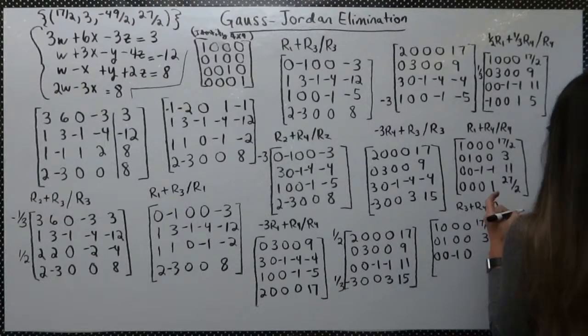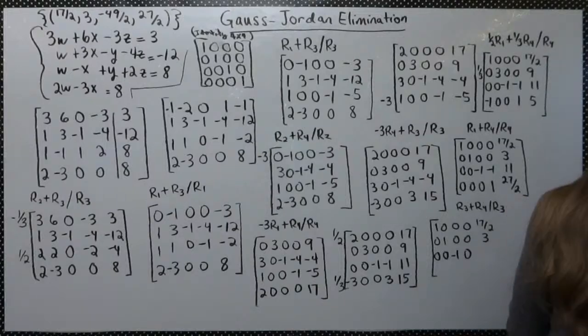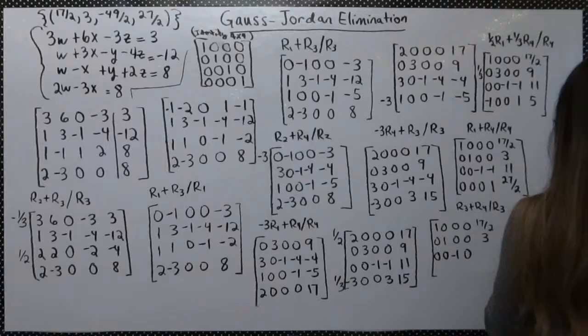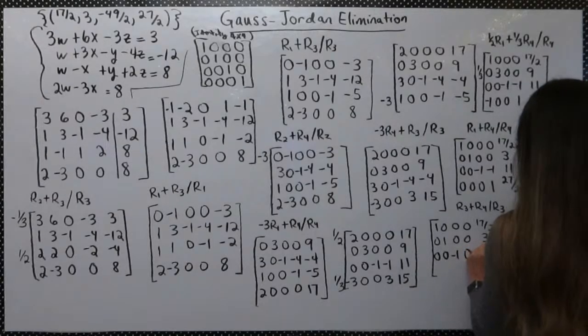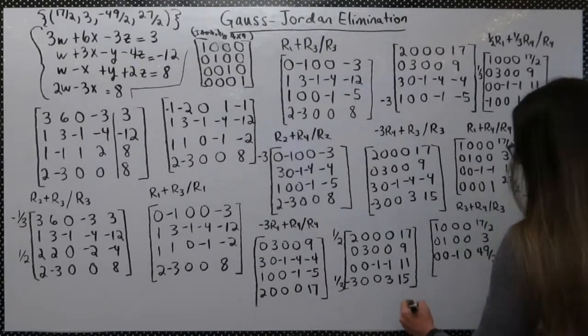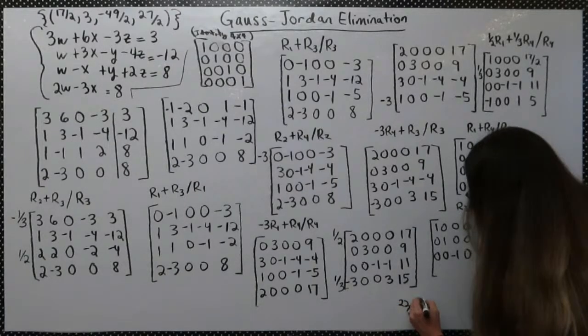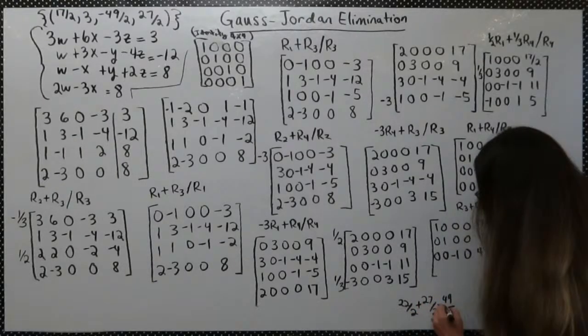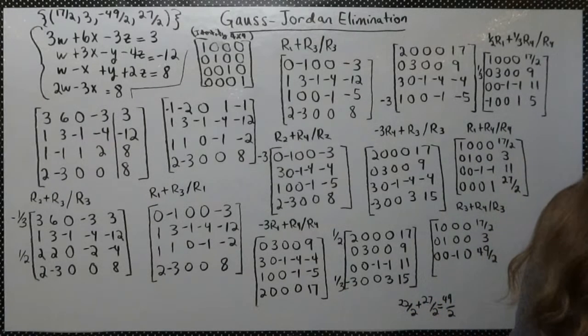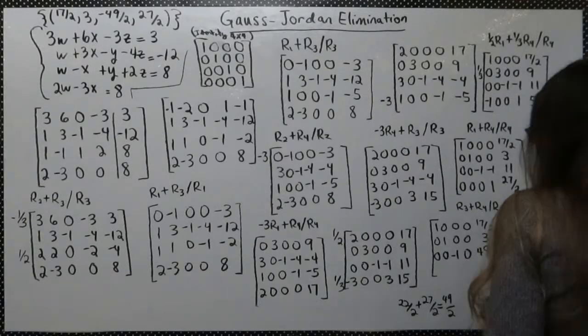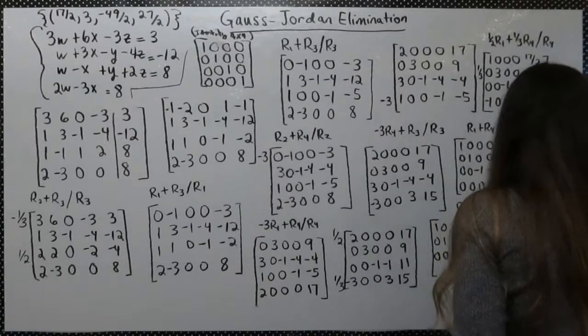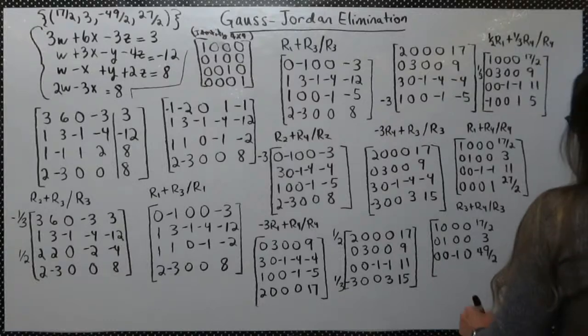So that is 22 halves plus 27. And that's 49. So I've got 49 halves. You just turn it to improper fraction. 22 divided by 2 plus 27 divided by 2. Add your numerators, you get 49 over 2. Good, I think we got it solved.